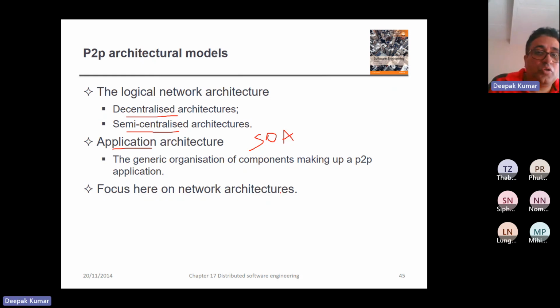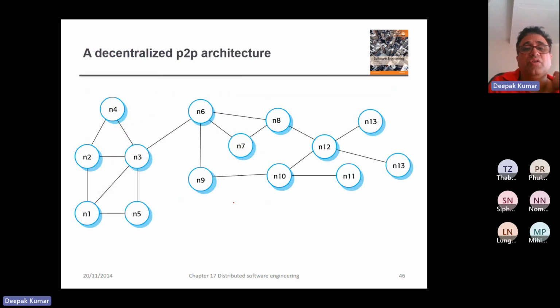And then we are talking more about network architecture. So this is the network architecture. Our decentralized P2P architecture would be like many nodes participating with each other. These are all nodes, and they participate in the network with each other. So that's basically what it is in a peer-to-peer network.